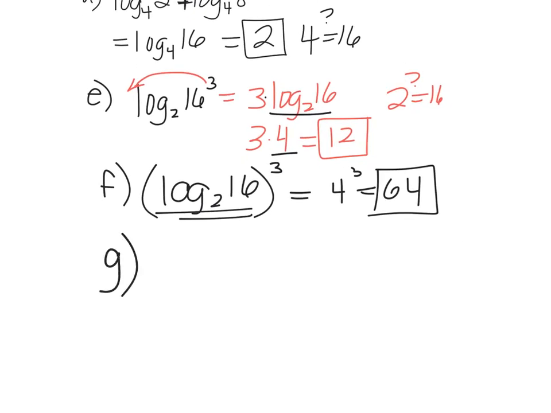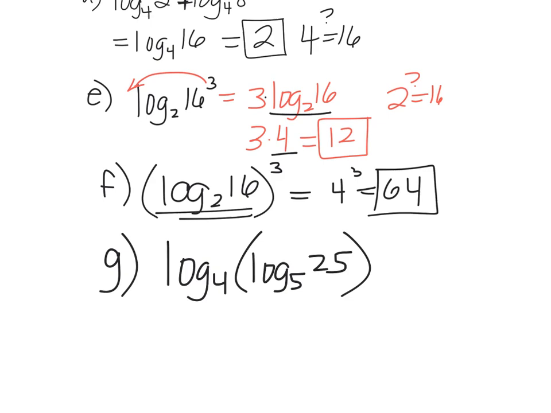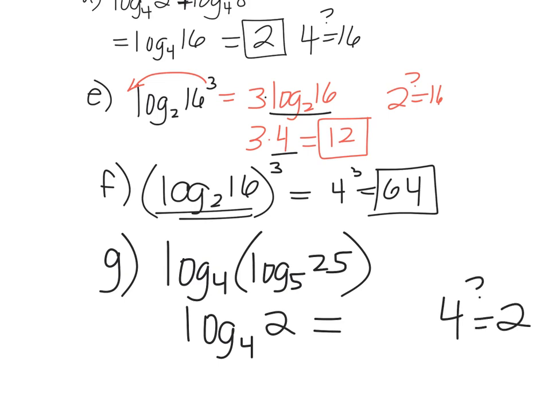Letter G. Oh, this one's cute. Log base 4 of log base 5 of 25. When you get something complicated like this, you're like, how am I going to take the log of a log? Start by simplifying what you can. Go to the inside of your parentheses and evaluate that. What is log base 5 of 25? It's 2. So change this to log base 4 of 2. And then ask yourself, 4 to the what is 2? 1/2. Square root.